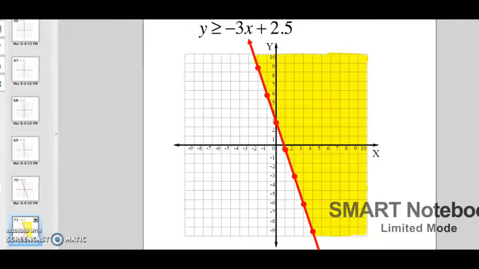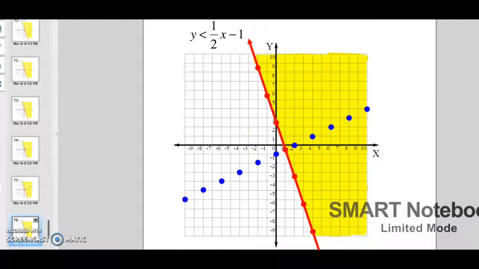Now for my second inequality, I have y is less than 1/2 x minus 1. So my y-intercept is -1, but then I go up 1 to the right 2, and then I do that for the rest of the graph on the right. Then I reverse it by going down 1 to the left 2. So now all my points are plotted, so I see this does not have a line under it, so it would be a dashed line.